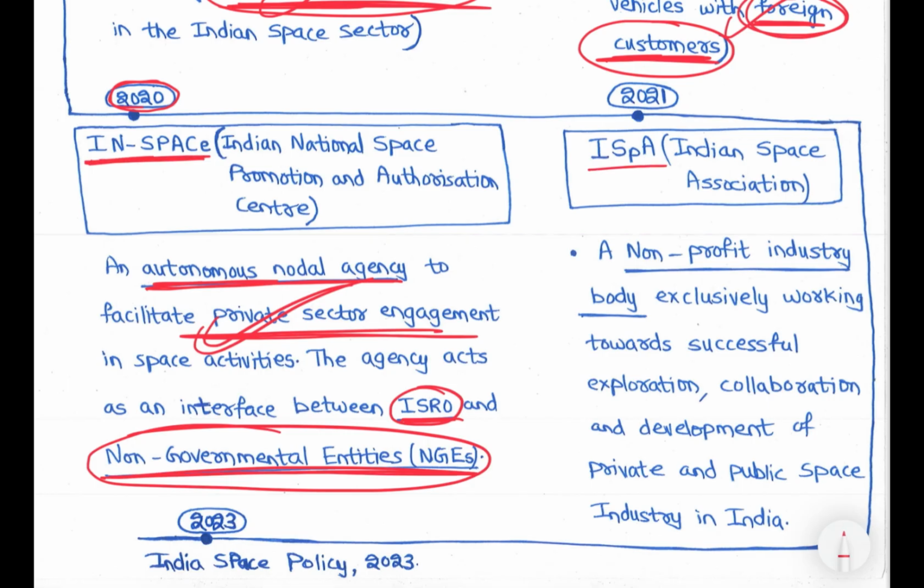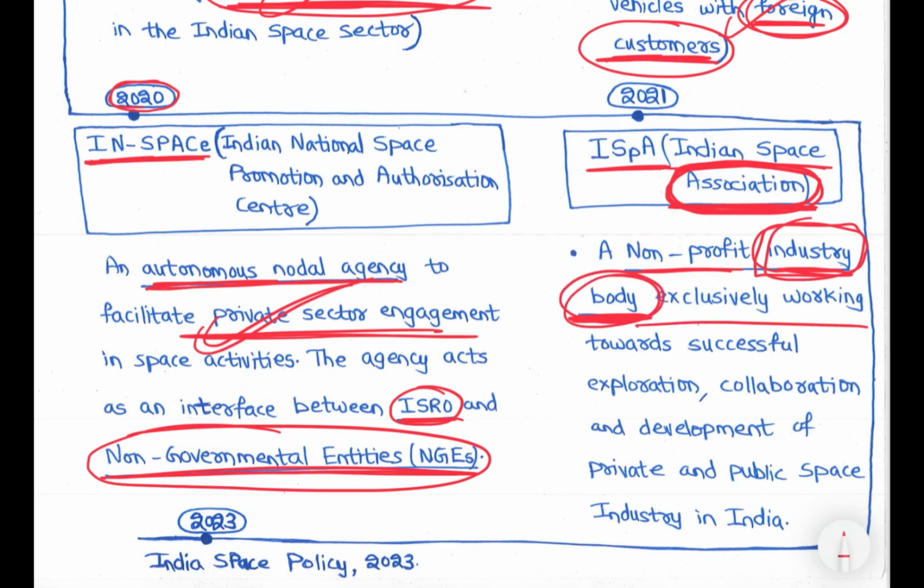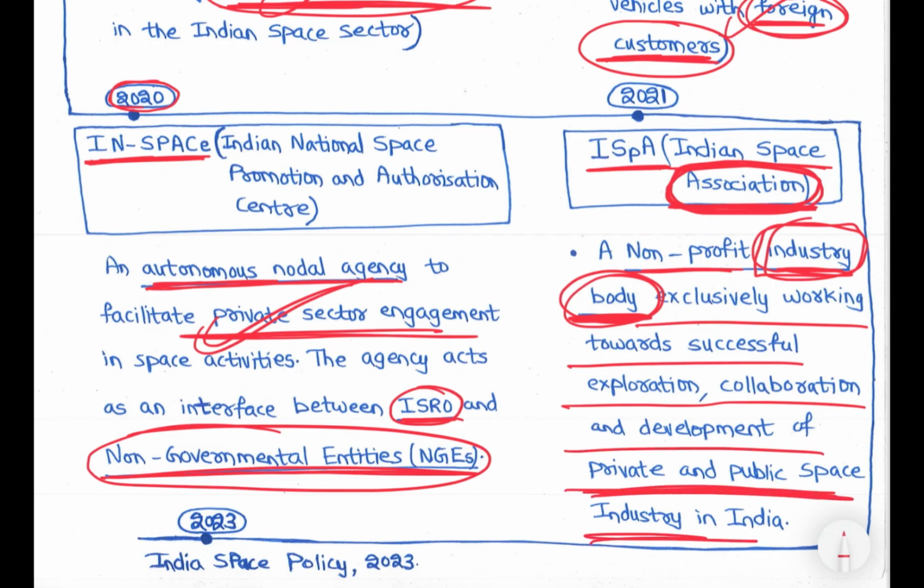And next is ISPA, the Indian Space Association. Indian Space Association is what? See, it is an association of industrial bodies working in space, right? Members of the space industry formed an association. So it is a non-profit industry body, and industrial members would be the members, exclusively working towards exploration, collaboration and development of the private and public space industry in India.